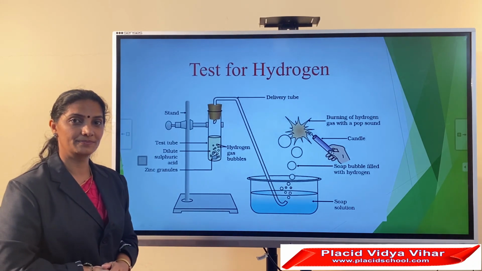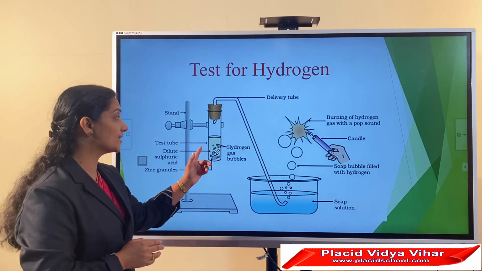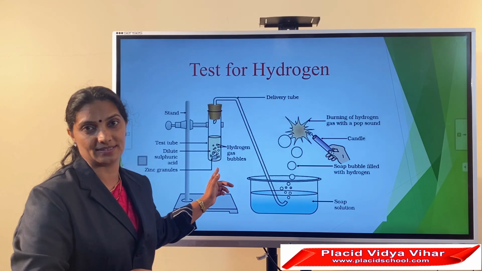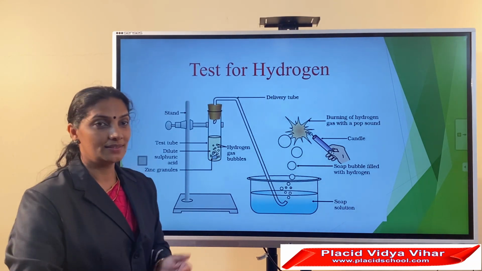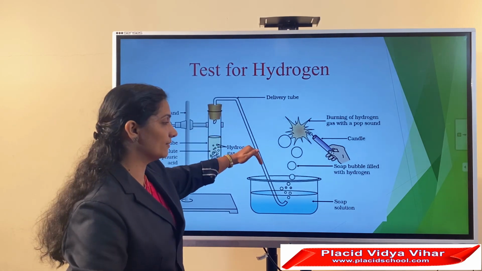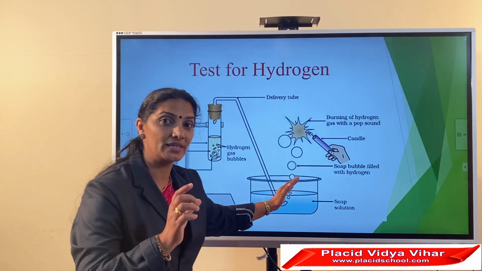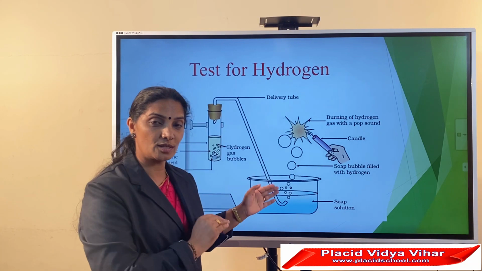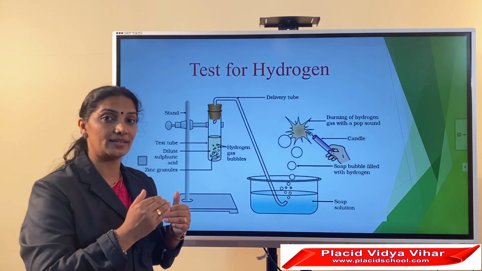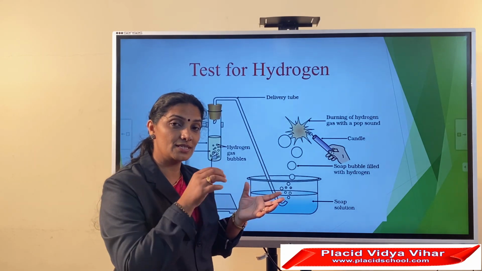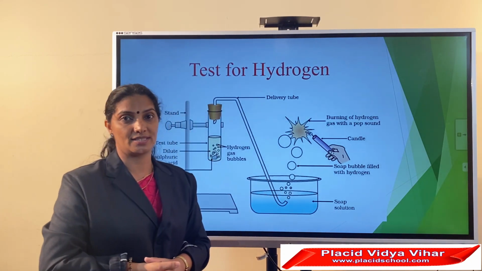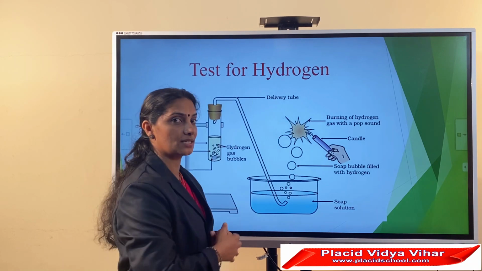See the diagram? In the test tube, we have zinc metal and sulfuric acid. After the chemical reaction, hydrogen gas is produced. This gas passes through a delivery tube and it is passed through a soap solution. We use soap solution here to identify the location of hydrogen gas. So bubbles are formed which are filled with hydrogen. So we can easily locate the position of hydrogen.